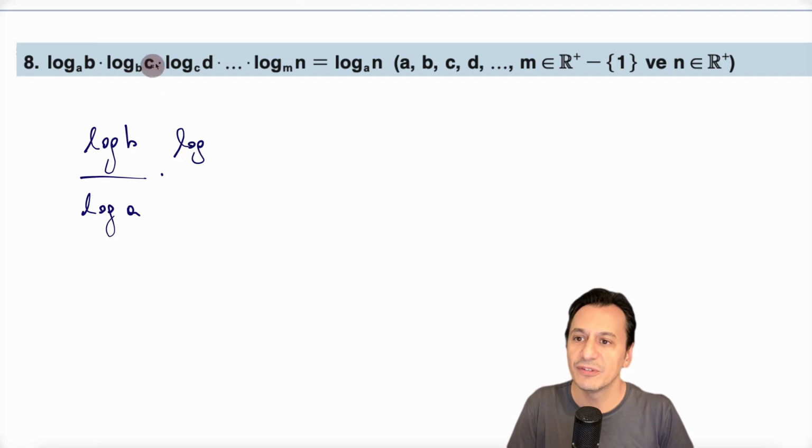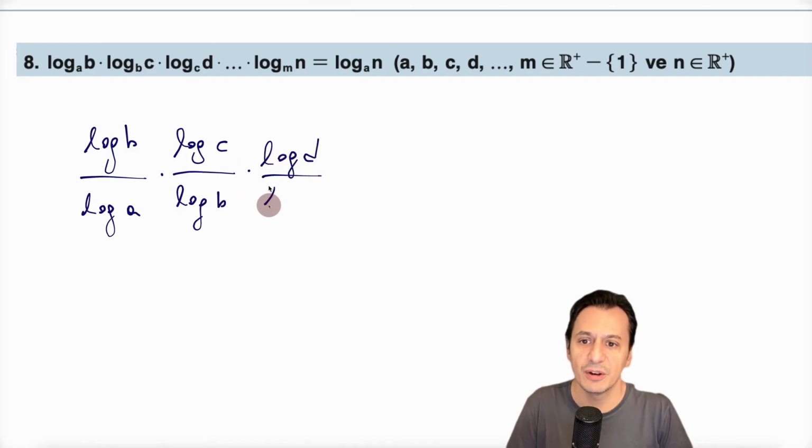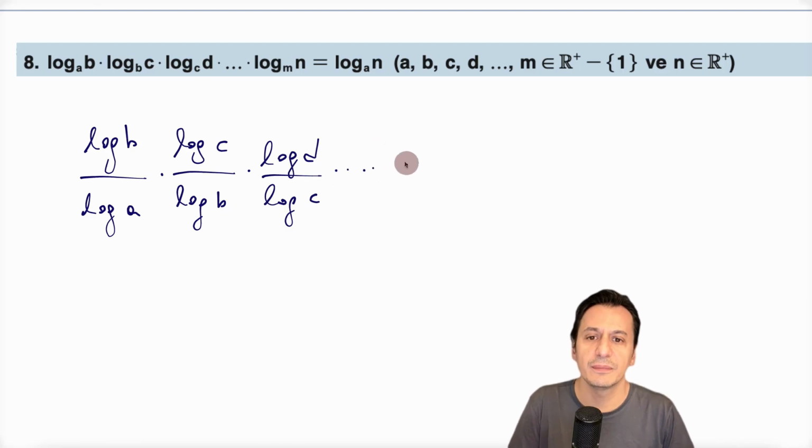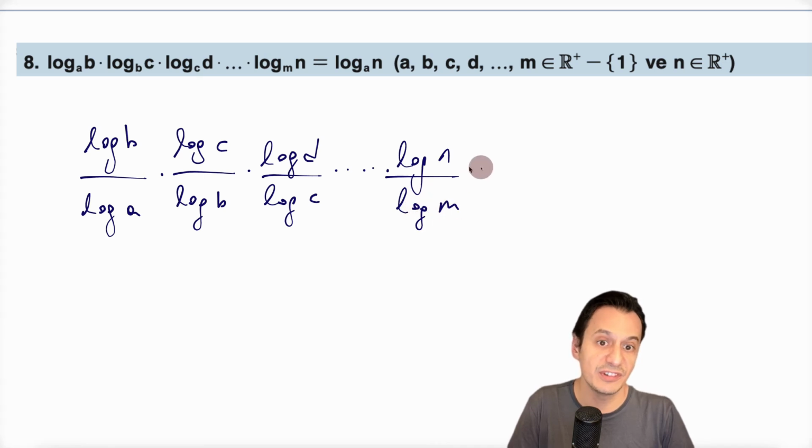Logarithm. I'm continuing. C is above, B is below. Now I'm applying the property I learned in number 7. Logarithm D is above, C is below. We've written them like this. Now, times logarithm n on top, m on the bottom. How's that? So number 7 makes a bit more sense now, right?